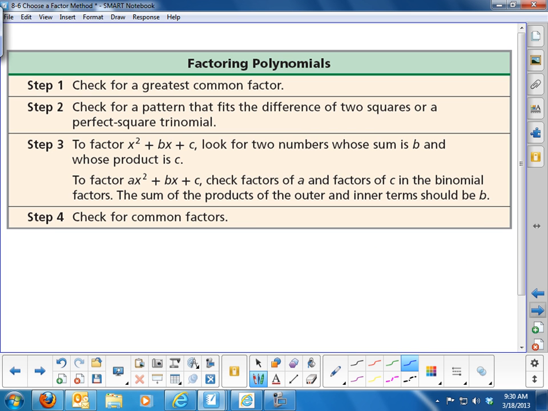Alright, so here are the steps. You need to take a minute and write these down. This is the process we're going to go through to factor a given polynomial. First thing we always want to check for is the greatest common factor.